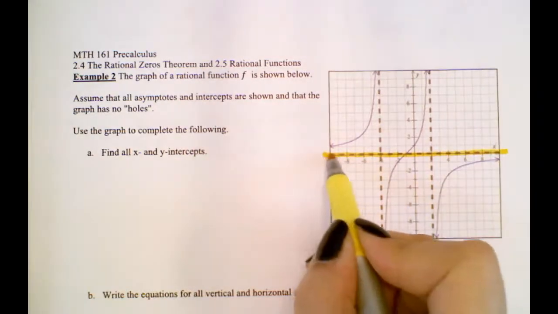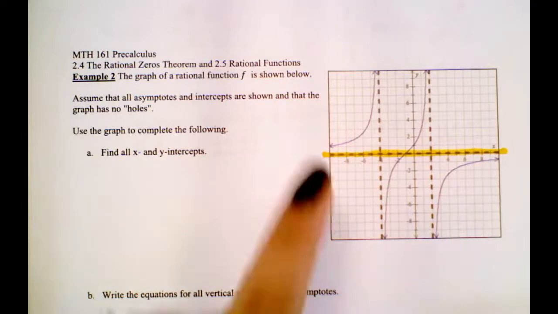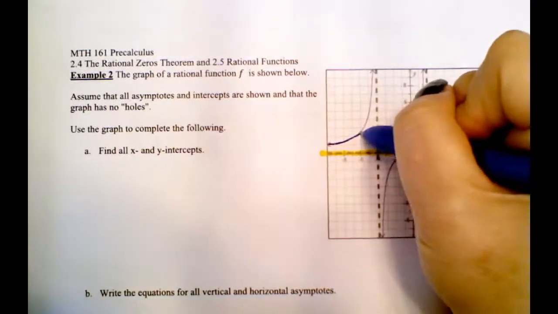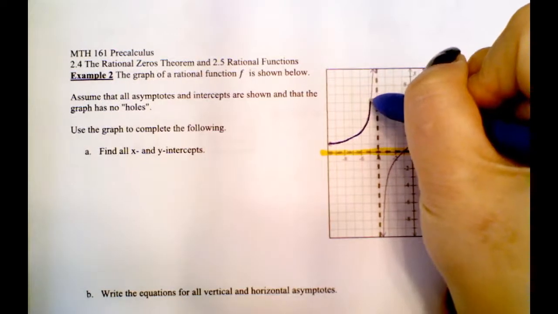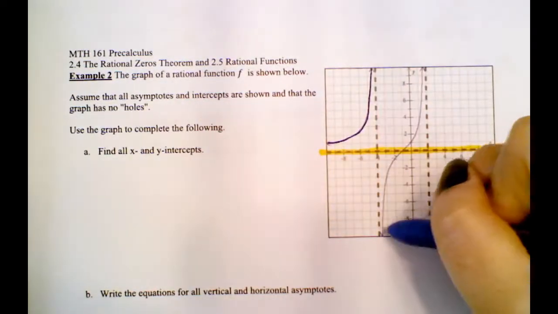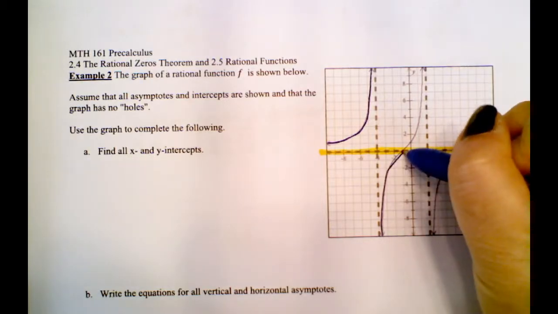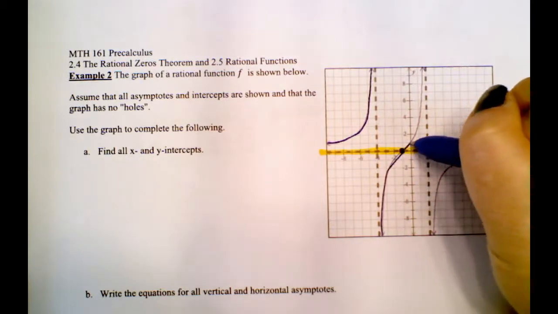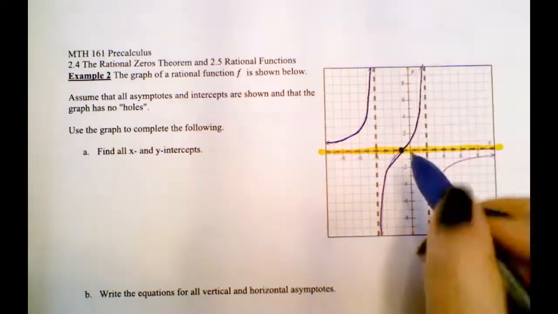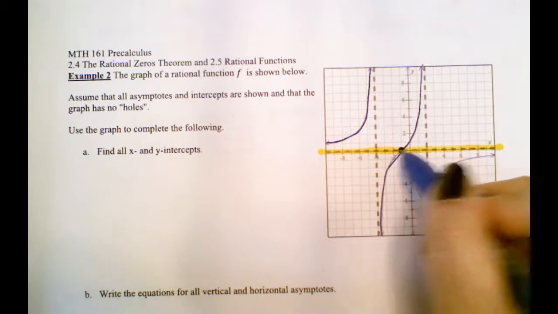Did the graph touch this yellow line, the x-axis, anywhere? Take a look. The graph is here. This piece is not touching the x-axis at all, right? This one is just above it. And look at the middle one though. It's going to go up, and oh, it touched it right here. It crossed it, and it's going up that way. So we found the x-intercept right here.